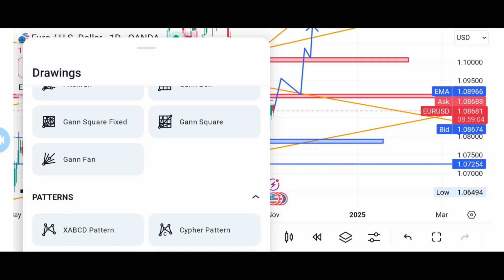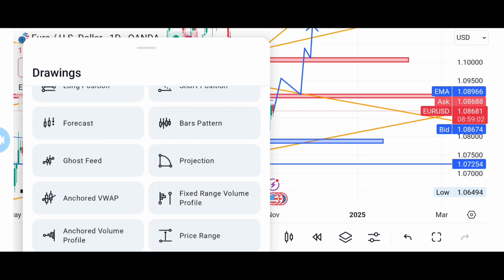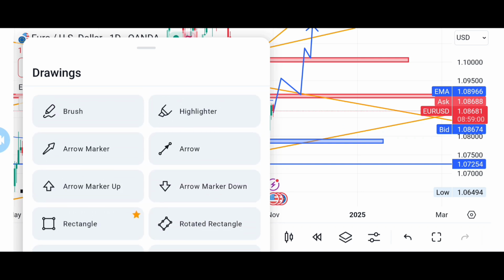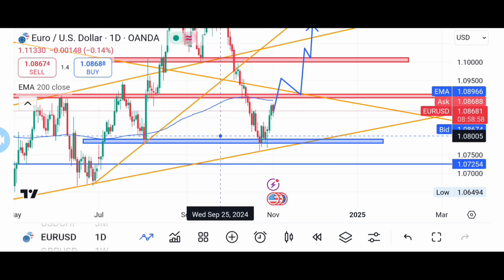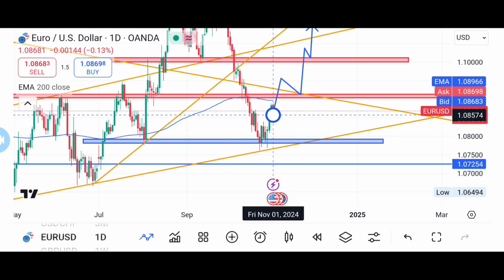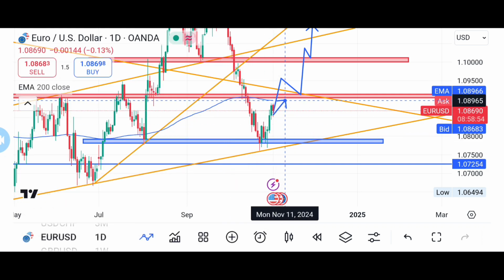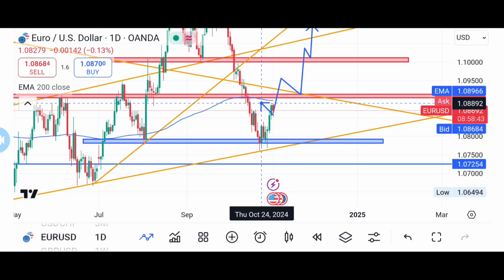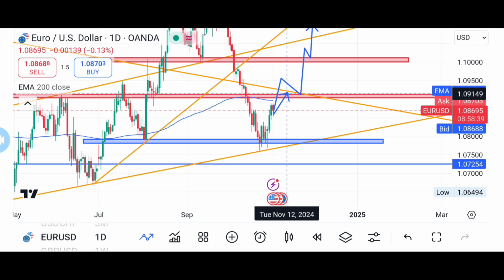Scenario number 2 is if buyers will not be able to break this zone. For example, if we see a rejection here and a wick, not a full candle, just a wick touching this region, two regions, and then the candle closes below this region.